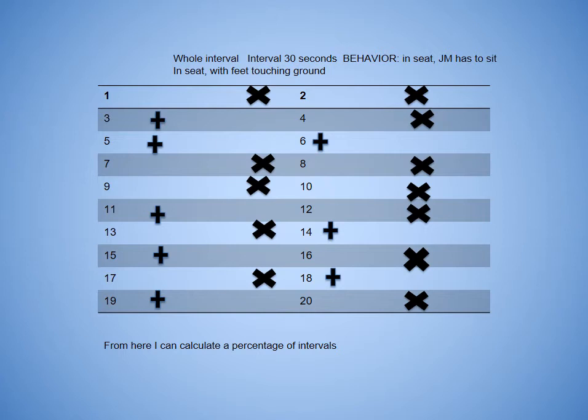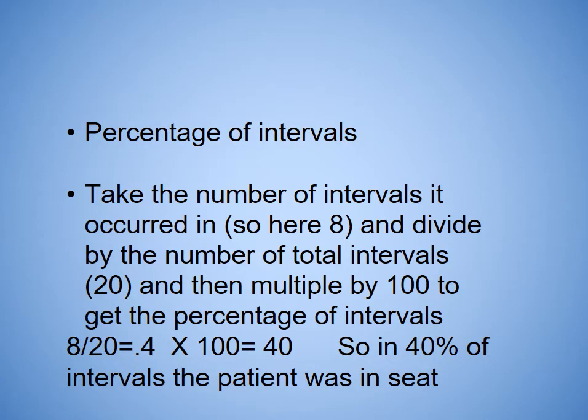From here, I can calculate a percentage of intervals. So let's do that. Percentage of intervals. We're going to take the number of intervals that it occurred in. So here, there were 8 intervals that were marked as the behavior occurring. And we're going to divide by the total number of intervals, which was 20. And we're going to multiply that by 100 to get the percentage of intervals. So we're going to take that 8, divide it by 20. This gives us an answer of 0.4. Then we're going to multiply that by 100. This gives us 40. So we can say that in 40% of intervals, the patient was in seat.